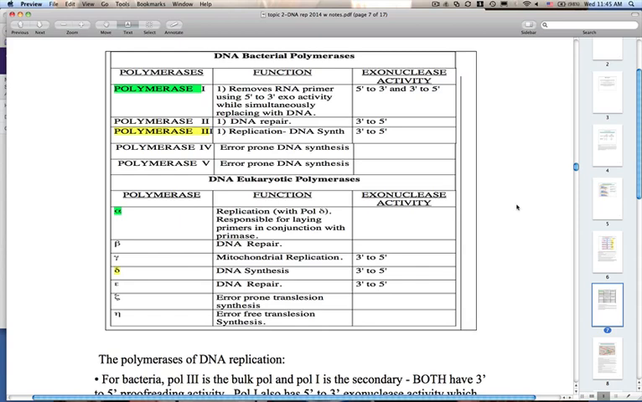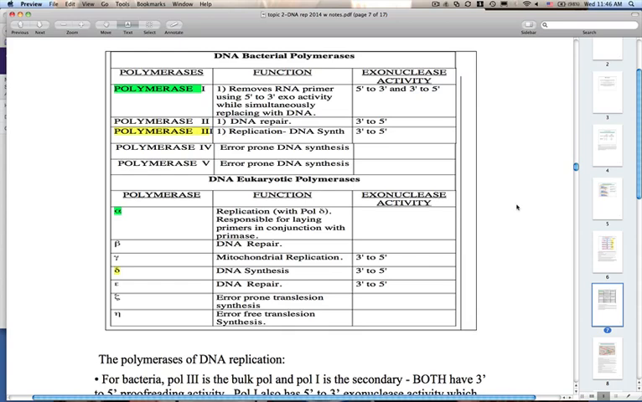So, as you will see here, Pol alpha, our small synthesis polymerase, and we'll see how it works in a minute, does not have that capability. And the reason for that is it's only synthesizing really short tracts of DNA. It's only 5 to 10 nucleotides that it's putting in. You'd think you could get 5 to 10 right, right? You'd think.